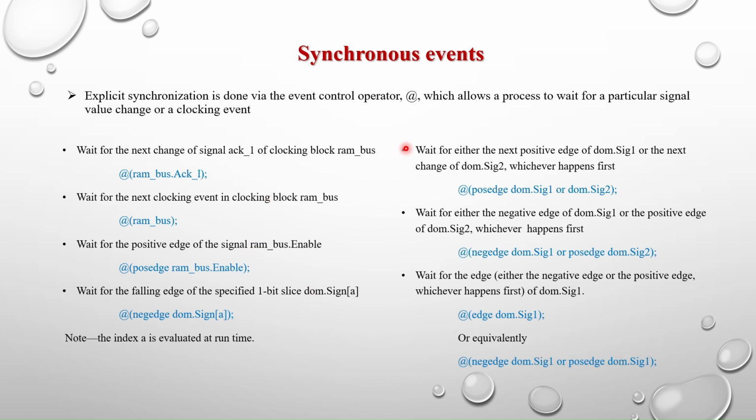So these are all the ways to wait for the clocking block signals. Synchronous event means you can wait for the clocking event or clocking block signals by using the @ operator, and you have to use the clocking block name to access the signals: clocking block name dot signal name. So this is about synchronous events.